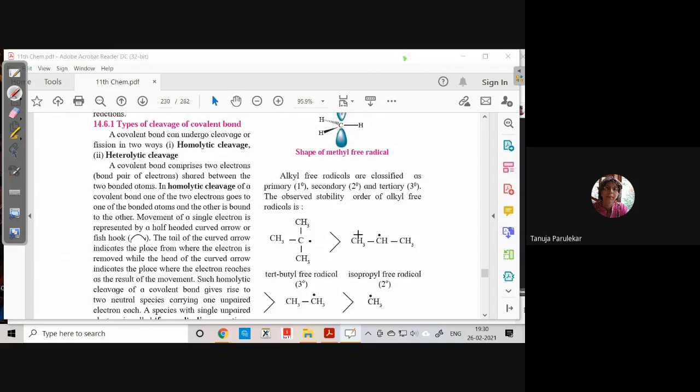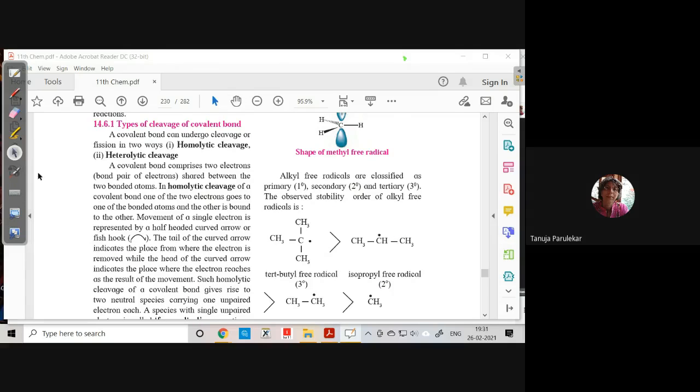Now if you look at these structures and ask which is more stable, you will understand this one is more stable, then this is less stable, this is still less stable, and this is the least stable amongst all of them. So the highest stability is with the tertiary free radical. That is how you have to remember it.